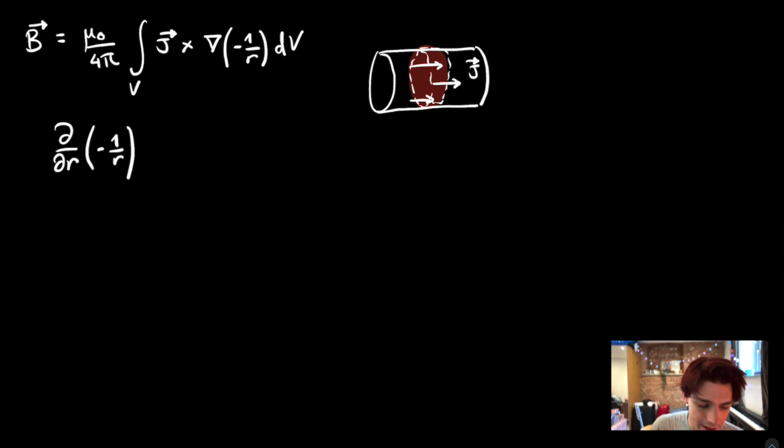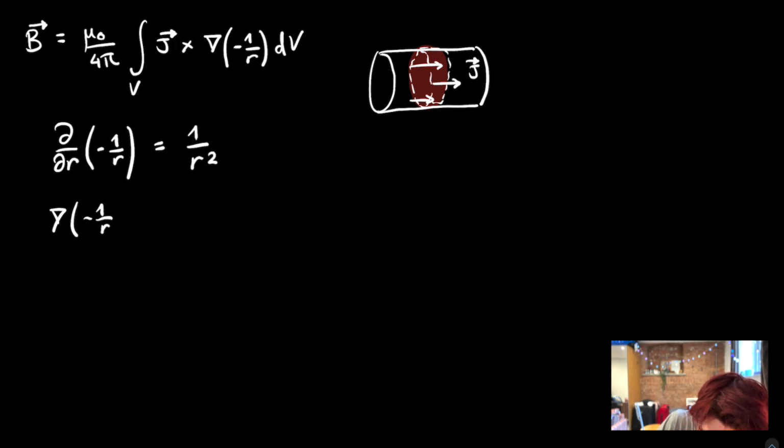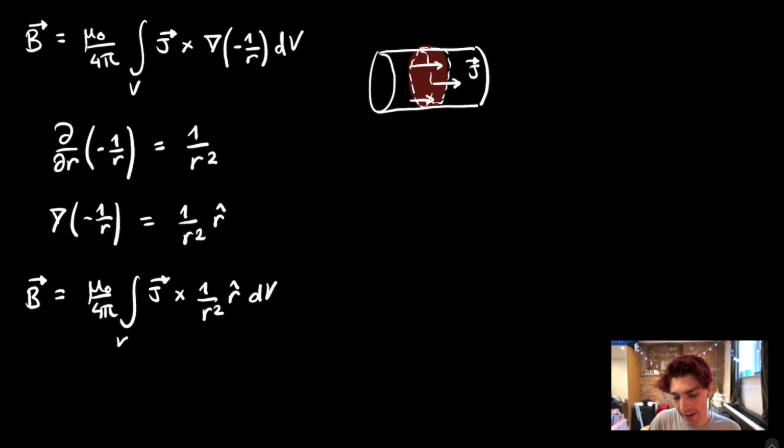Since there will only be a radial component, this is fine to do. You've got a minus 1 over R, so normally you get a minus 1 over R squared, but since there's a minus sign, that will cancel to just give 1 over R squared. Therefore, del of minus 1 over R is going to equal 1 over R squared in the R hat direction, because when you take the gradient of a scalar, you get a vector. So let's substitute this in, and we end up with this equation right here.